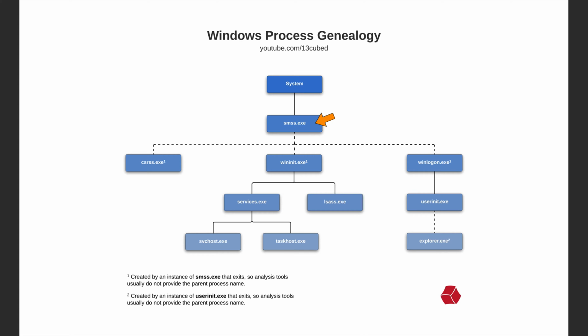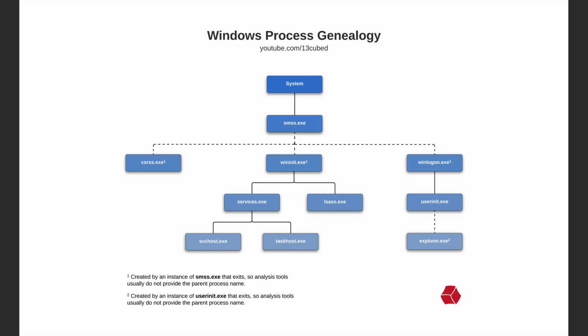Now the session manager process is responsible for creating new sessions, as you might imagine. The first instance creates a child instance for each new session. Once the child instance does its work by initializing the new session, which means it starts the client-server runtime subsystem, csrss.exe, which we'll talk about in a minute, and wininit.exe for session 0, or winlogon.exe for session 1 and higher, the child instance exits. That's important, and you'll see why in just a minute.